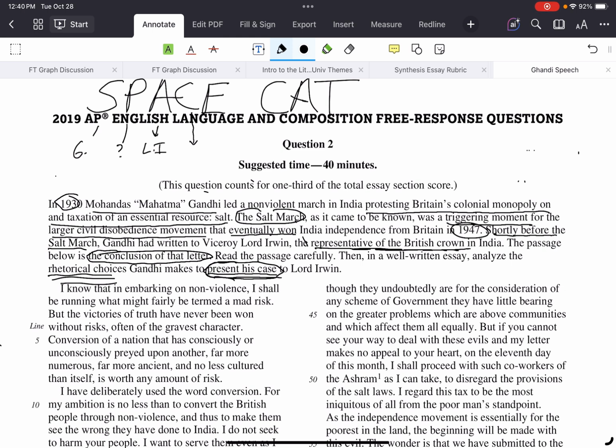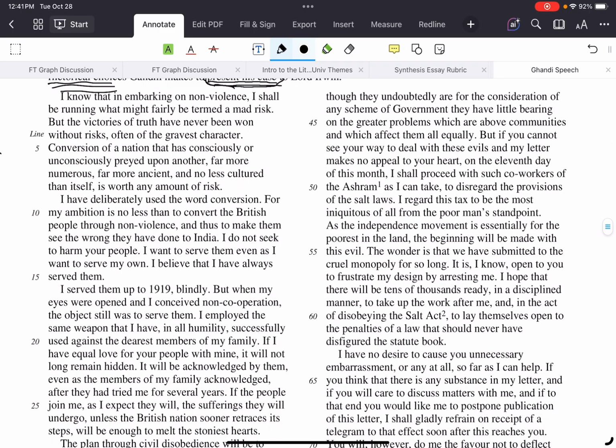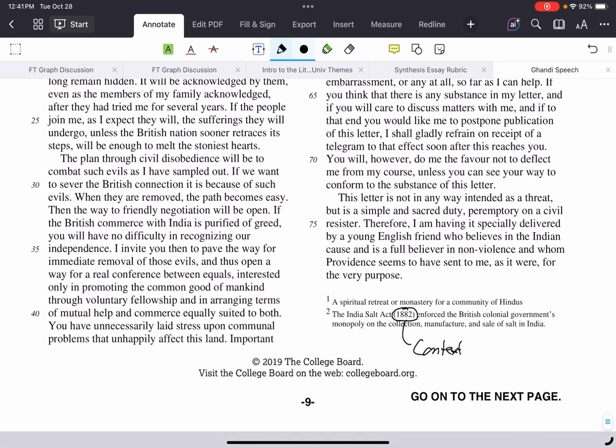this letter right before their march in 1930, which is right here. They eventually won their independence 17 years later in 1947. So this must have been the kickoff against all of these years of Indian protest against Britain, which is kind of interesting. And if you go down, sometimes I recommend reading footnotes first.